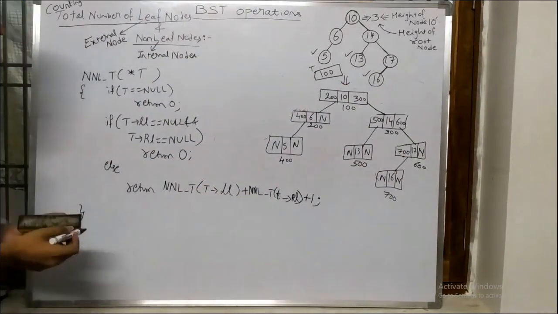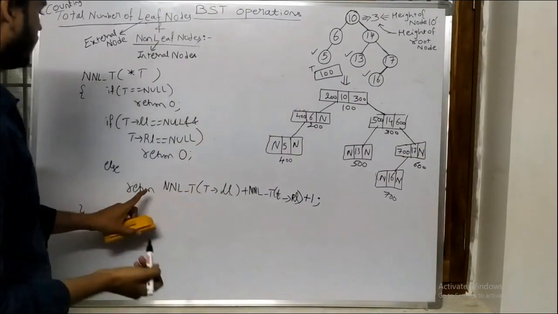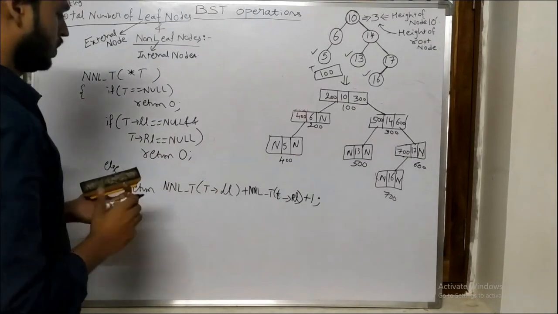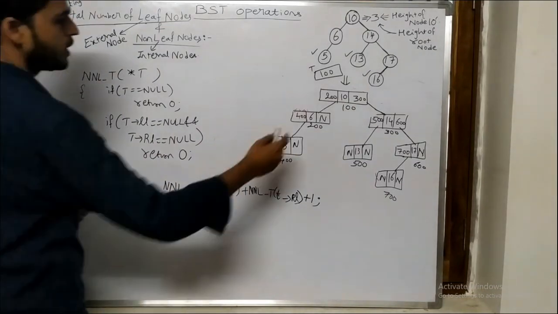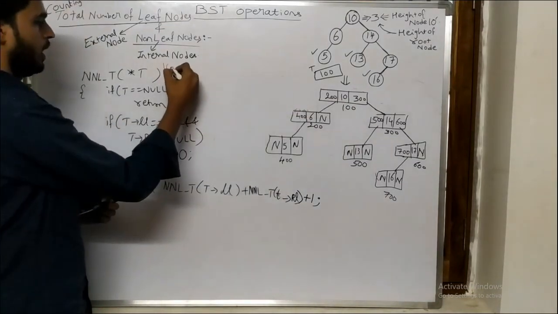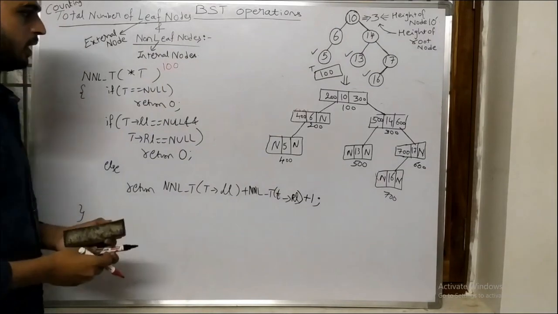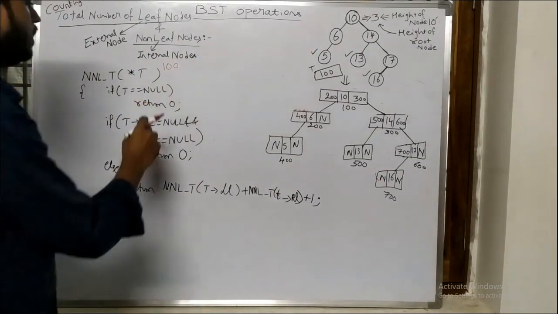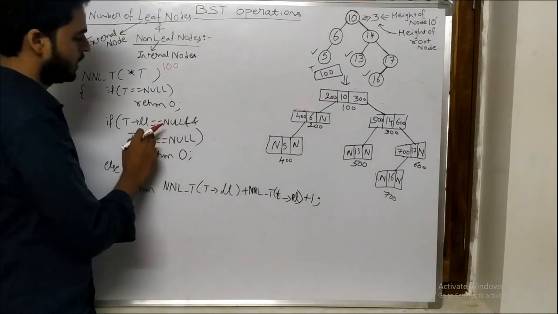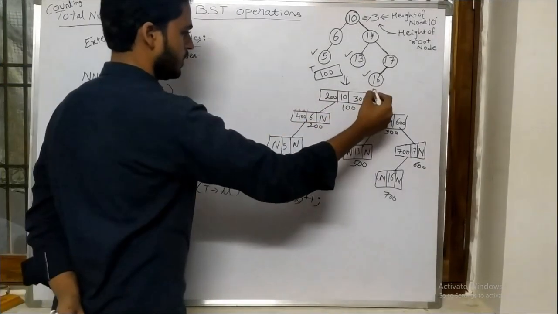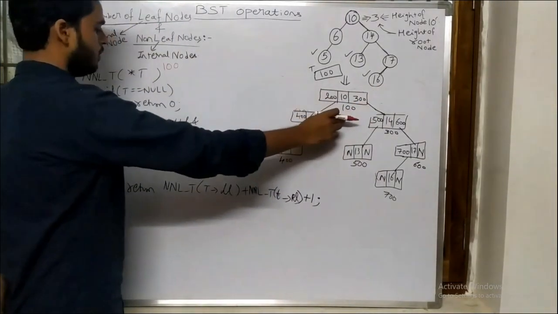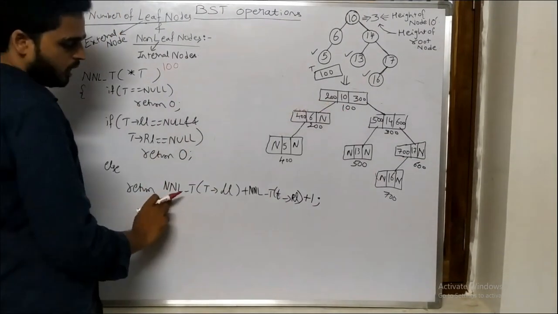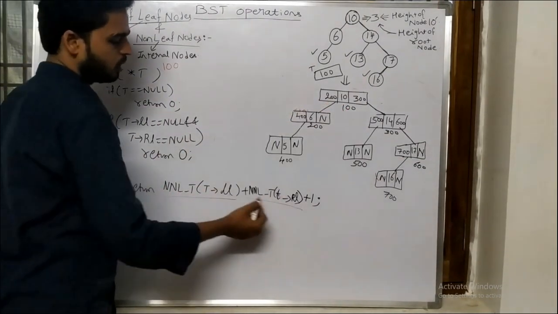Just check here once. We have written the logic for the total number of non-leaf nodes, that is, the total number of internal nodes. First, I am going to pass the address 100 here. That 100 is not null. Is it a leaf node? No. Null, null, not. So it is going to execute these statements.